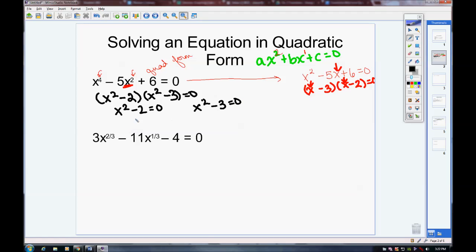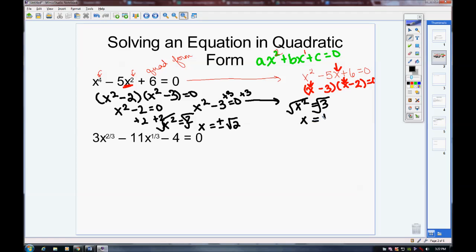So here, plus 2, and I get x squared equals 2. Square root, I get x equals, and don't forget your plus or minus, square root of 2. If I bring this one over here, x squared equals, if I add 3 on both sides, I get 3. Square root both sides, x equals plus or minus the square root of 3. So I have two solutions, or four solutions technically. x equals plus or minus the square root of 2, or x equals plus or minus the square root of 3.